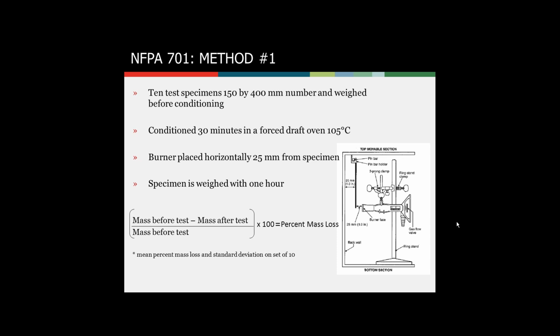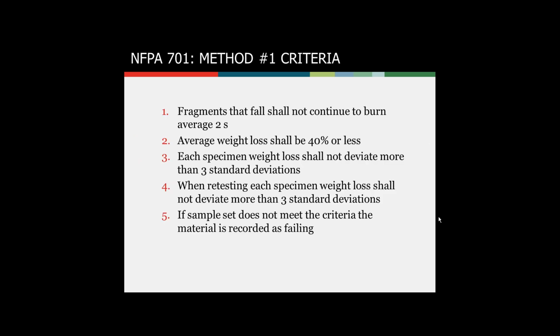The criteria for test method 1 are as follows. Fragments of the specimens that fall shall not continue to burn for an average of 2 seconds per specimen. The average weight loss of the 10 specimens shall be 40% or less. No individual specimen's percent mass loss shall deviate more than 3 standard deviations from the mean.